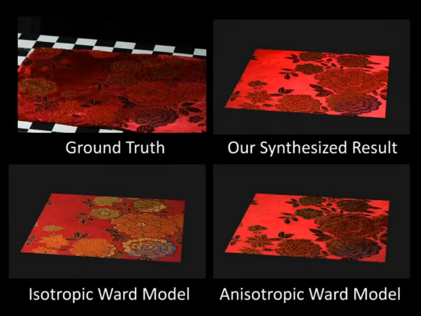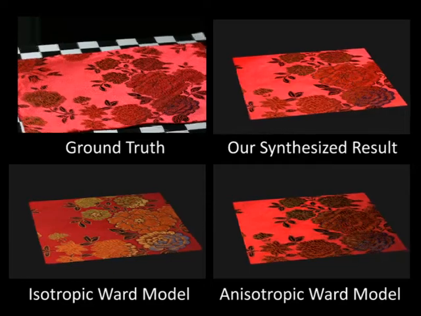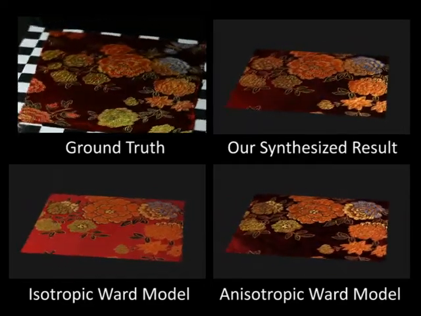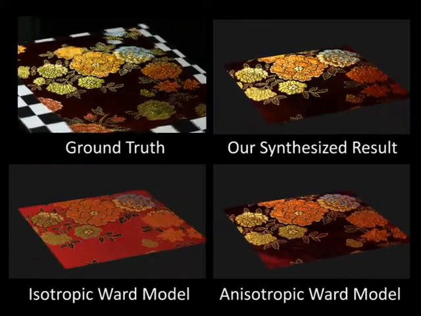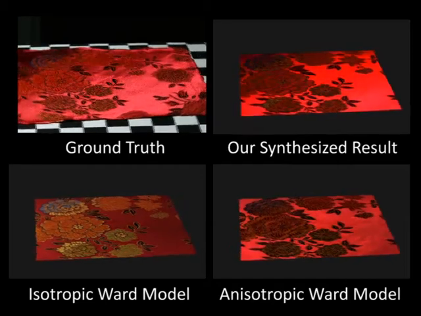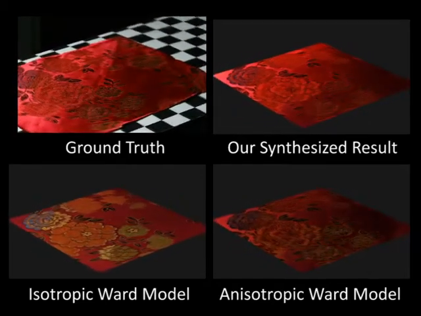An alternative to our technique is to fit parameterized BRDF models to the sparse view data. Unfortunately, isotropic models ignore important properties of angular variation in surface reflectance. Even anisotropic models fail to capture visual characteristics of the real material.